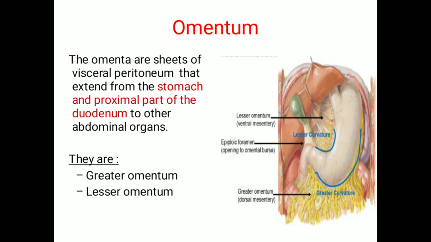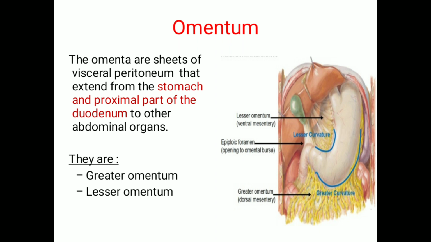Again, lesser omentum is a double layer of visceral peritoneum. It is considerably smaller than the greater omentum. It attaches from the lesser curvature of the stomach and the proximal part of the duodenum to the liver.